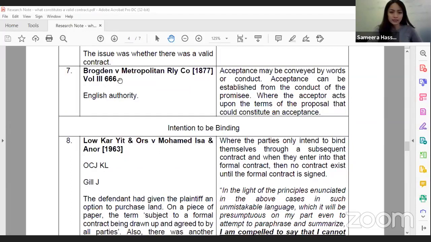Okay, and this is a case in English authority, Brogden v Metropolitan Railway Co. Acceptance may be conveyed by words or conduct. Acceptance can be established from the conduct of the promisee, where the acceptor acts upon the terms of the proposal, which constitutes an acceptance. So again, it could be by words, it could be by conduct, like my example about paying the deposit. Although before that I said, let me think about it first, the very fact that I paid the deposit means that I accepted the offer.